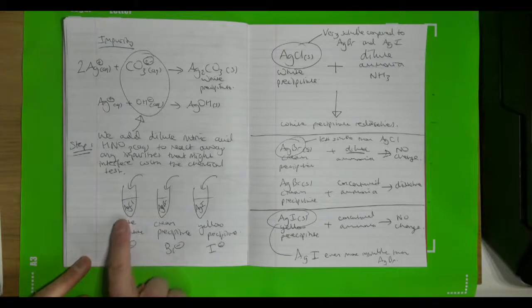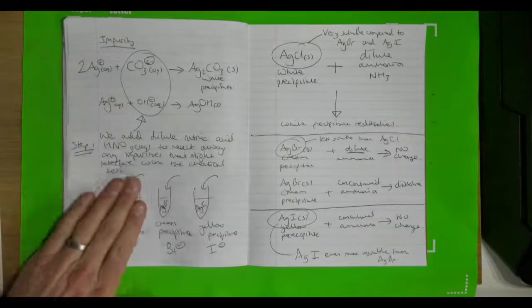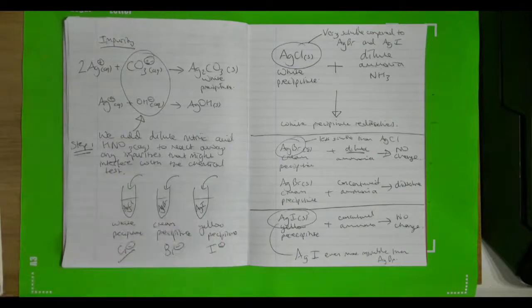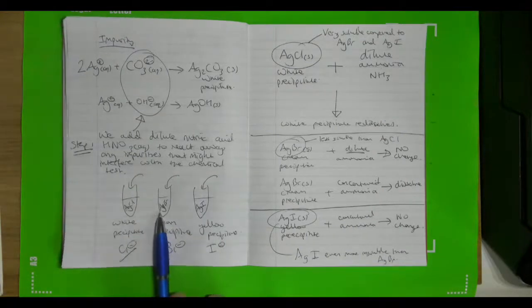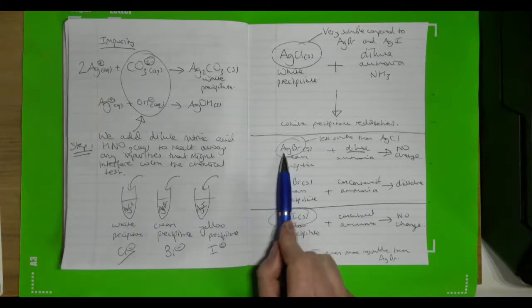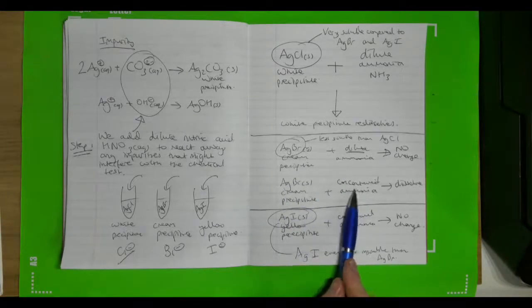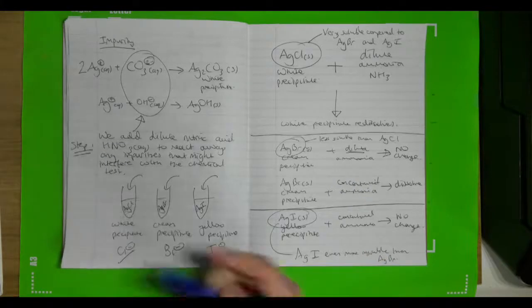Only one of these would redissolve, and that is this one. So if I put dilute ammonia in all of them, this one will redissolve. Therefore, I know that this one must be chloride, so I'll take that one off. Then I would put concentrated ammonia in both of those, and this one here would redissolve, because silver bromide is soluble in concentrated ammonia, but not dilute ammonia. So I'd know this one.